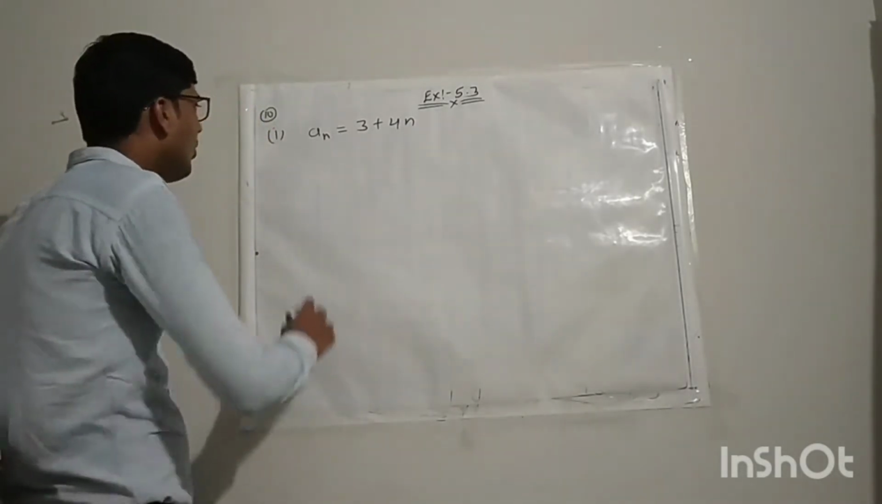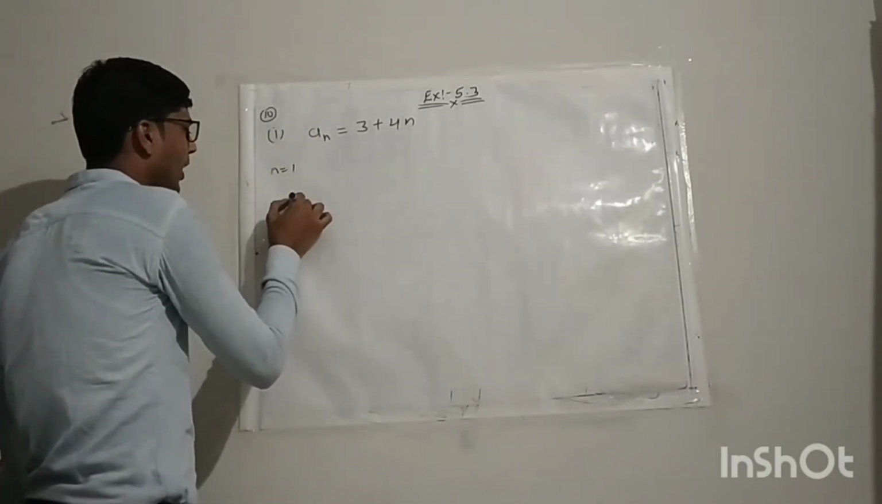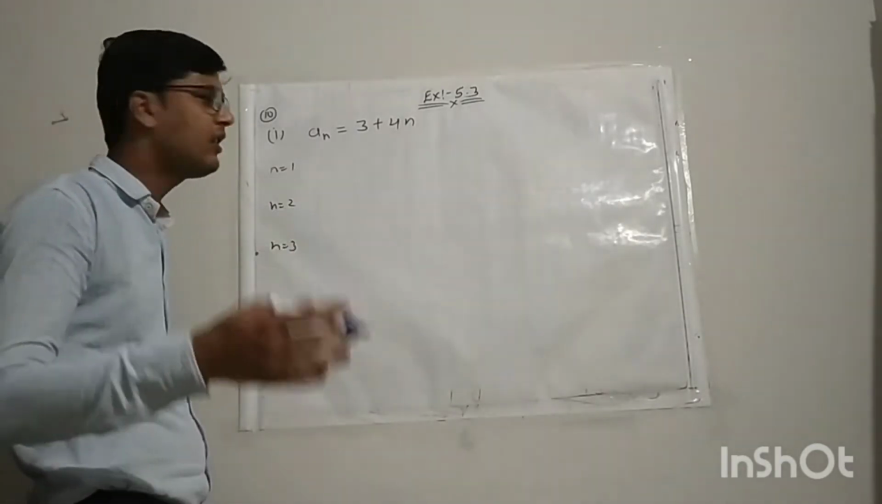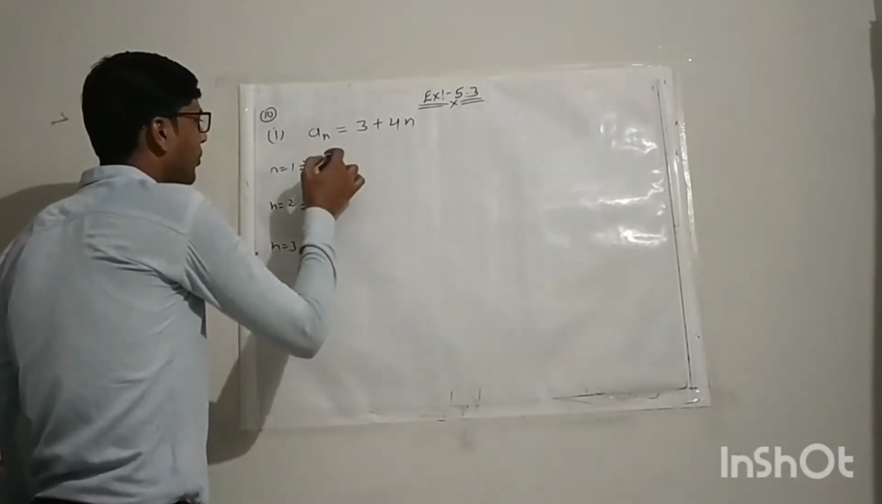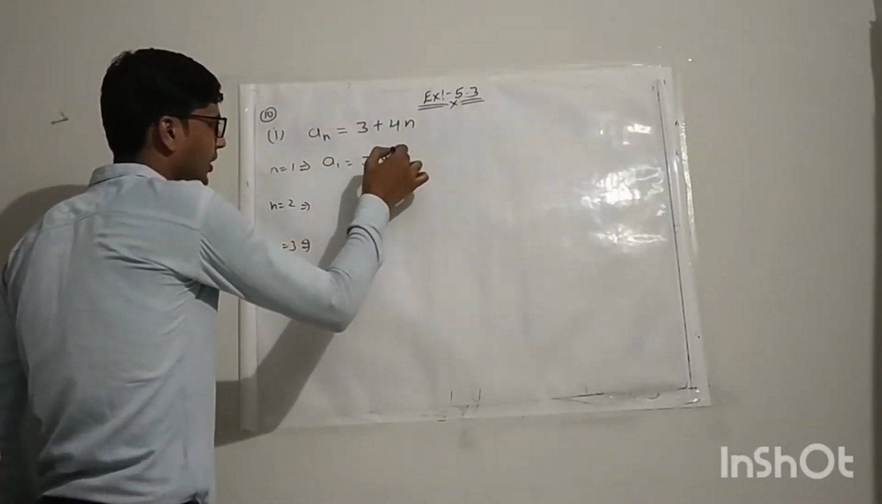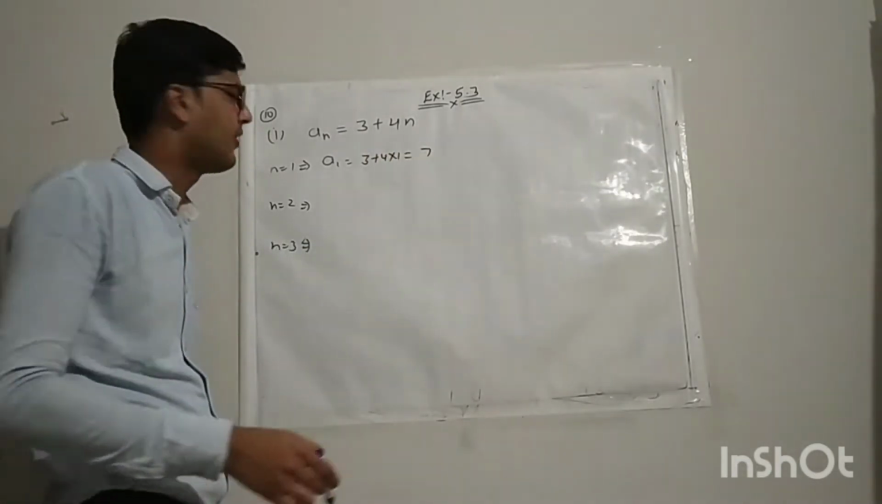So what we do, we put here N equal 1, 2 and 3 and so on. So we get the values of A1, A2 and A3. How? Here I put N equal 1, so we get A1. So A1 is 3 plus 4 into 1. Simply 4 plus 3, we get 7.